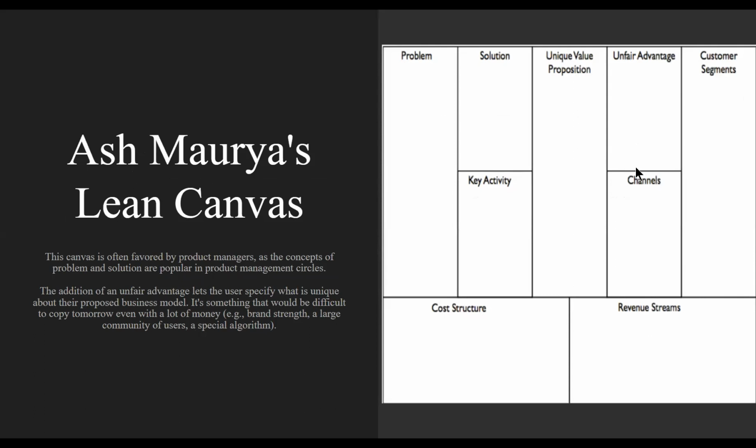And this is the newest canvas model. It's Ash Maurya's lean canvas. This is easier, more clear, but it doesn't really put forward that many questions either. The most different thing this canvas puts forward is the unfair advantage part. It's different from the value proposition. The unfair advantage is, as it's called, your main significant difference from any of your opponents or anybody else in the market that you are aiming towards.